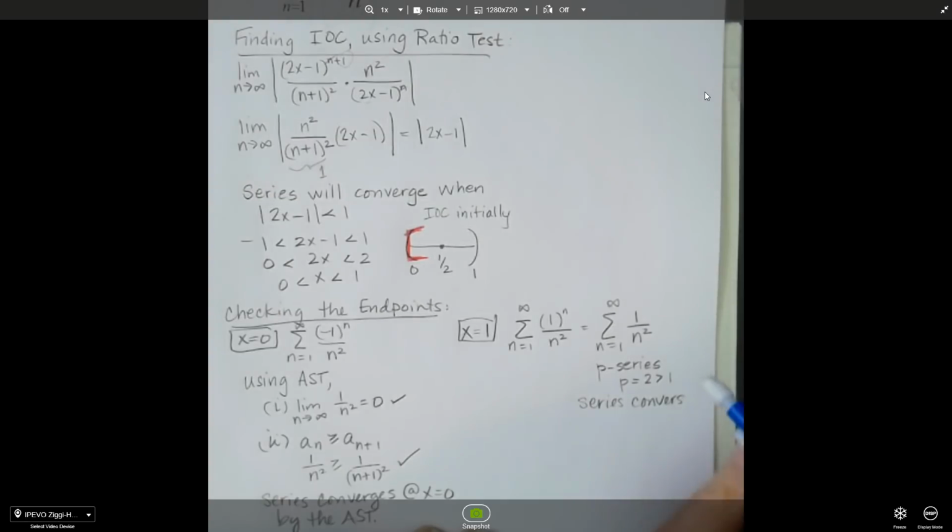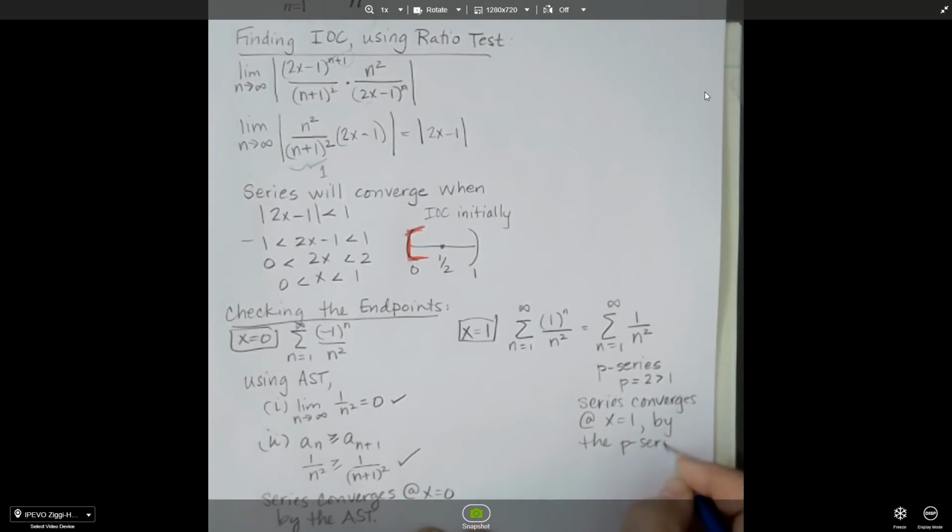Can I spell converges? The answer is no. Converges at x equals 1 by the p series. I guess we'd call it the p series test.